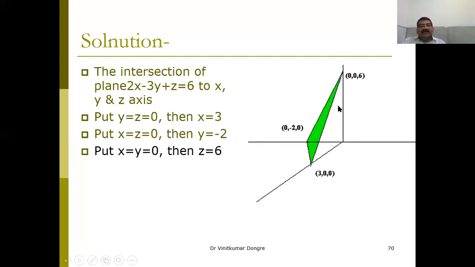This plane is an infinite plane, and its intersections are x = 3, y = -2, z = 6. So this plane will be this way. Now what do you have to find? This plane is there, and you have to find the electric field intensity on the side containing the origin. So this vector you have to find.